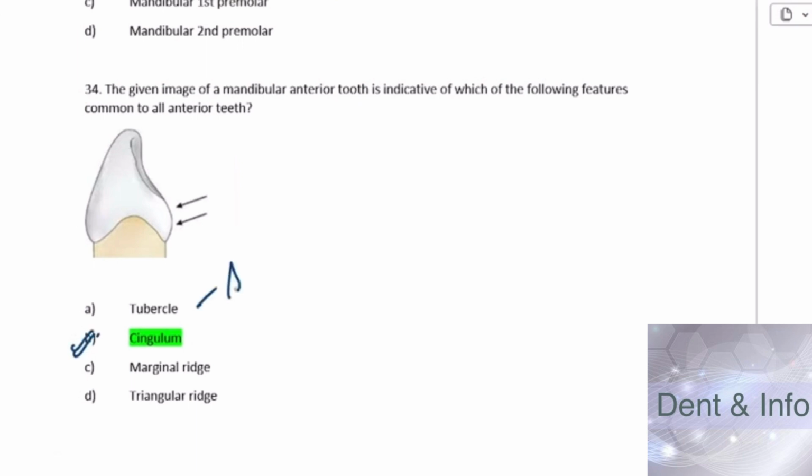Tubercle is a small form of cusp. For example, cusp of Carabelli can also be called as tubercle of Carabelli. Marginal ridges form the margins either on the lingual surface of anterior teeth or the occlusal surface of posterior teeth. Triangular ridges are also seen on the occlusal surface of posterior teeth.